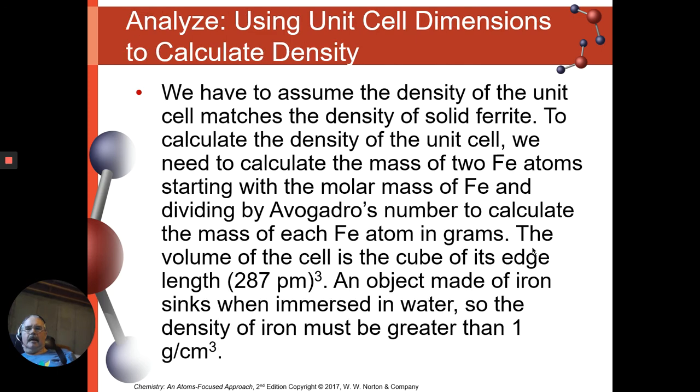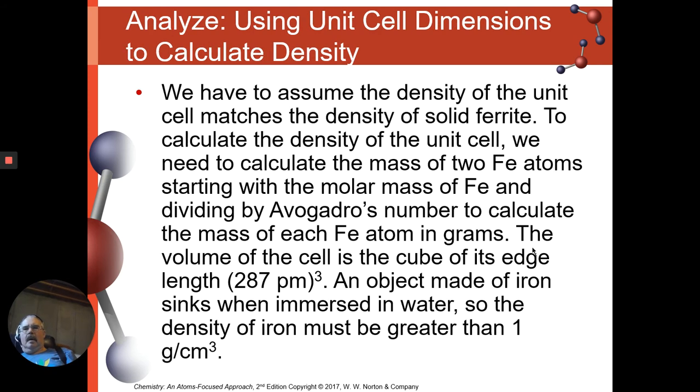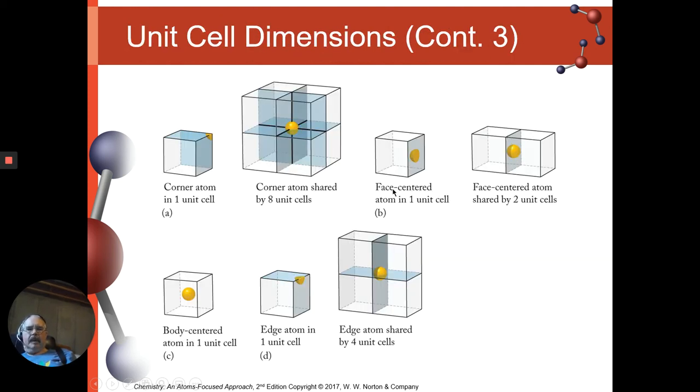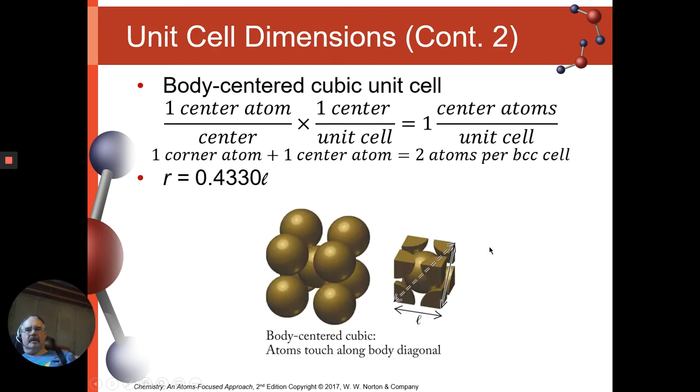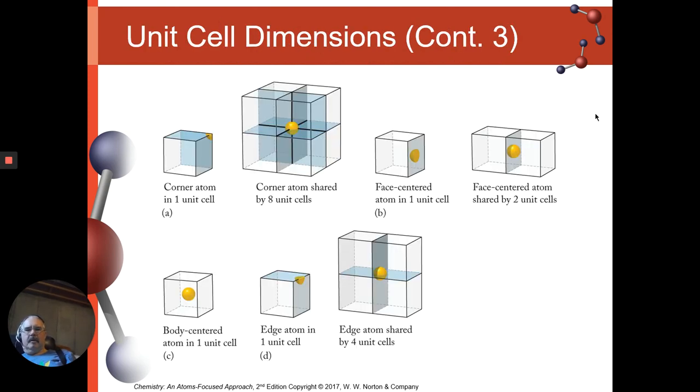Okay, the other thing, okay, so this is calculating density. Okay, so we have iron, and iron, let's go back. Iron is a face-centered cubic packing arrangement. Okay, so let's go back to our diagram. I'm sorry, it's a body-centered. Sorry about that. It's a body-centered.